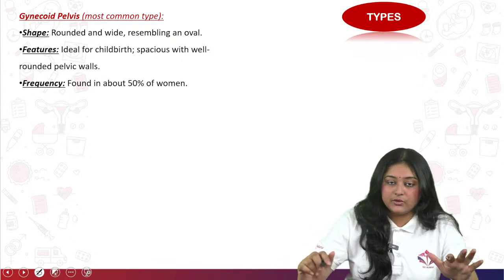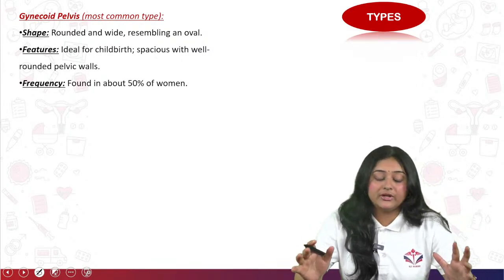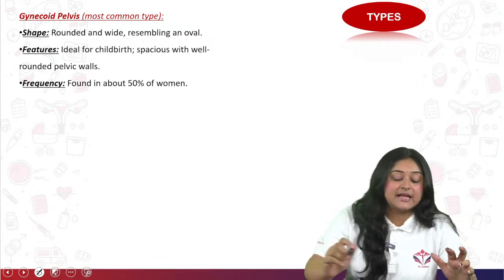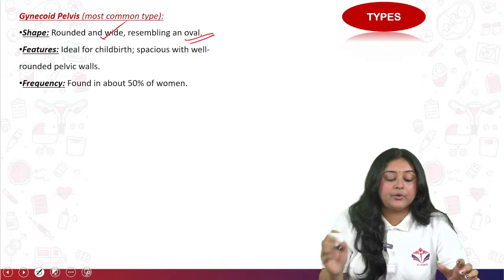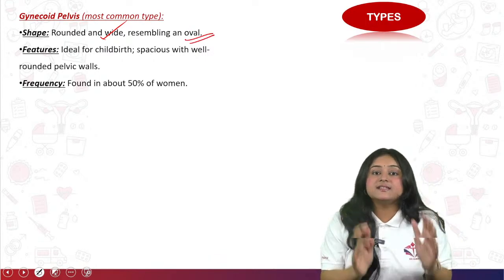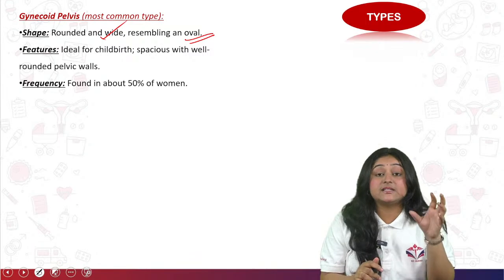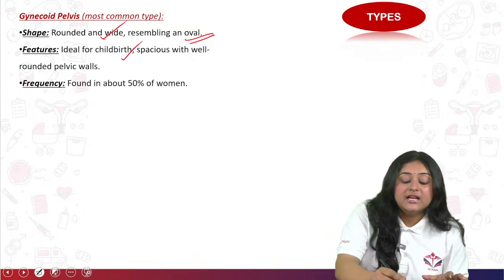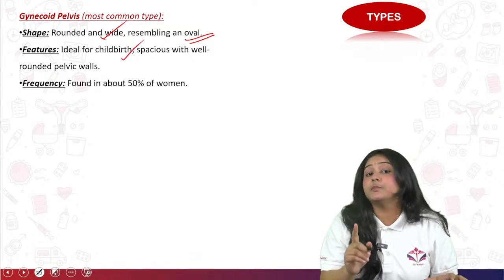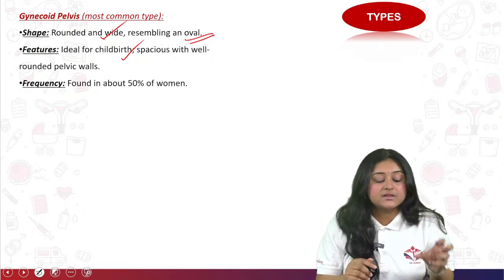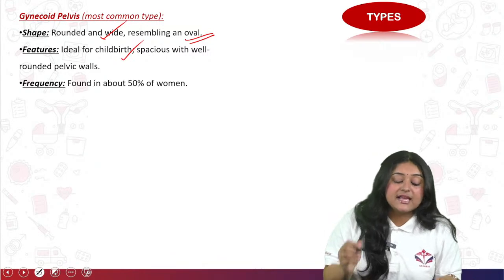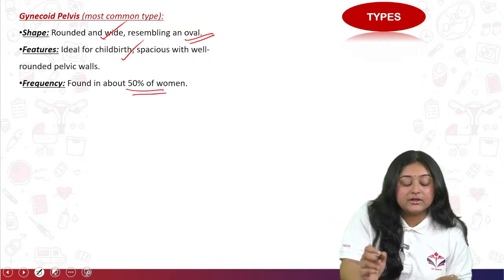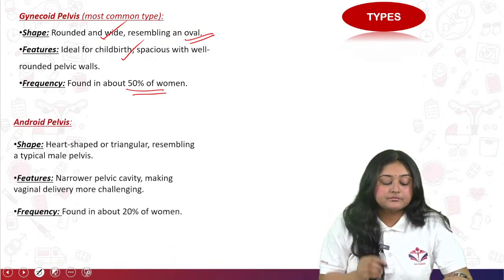So first is the gynecoid pelvis, that is the most common type of pelvis. Its shape is rounded and wide, resembling an oval. So what are the features? The gynecoid pelvis is ideal for childbirth, especially for normal vaginal delivery, and it's spacious with well-rounded pelvic walls. So what is the frequency? It's found in around 50% of women.